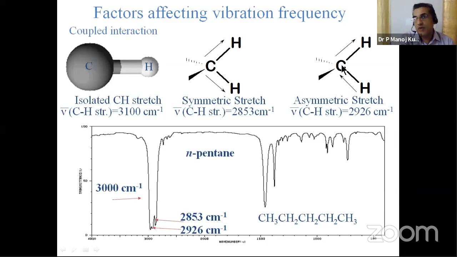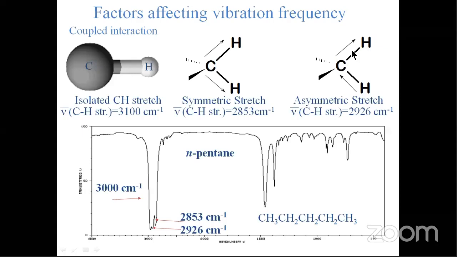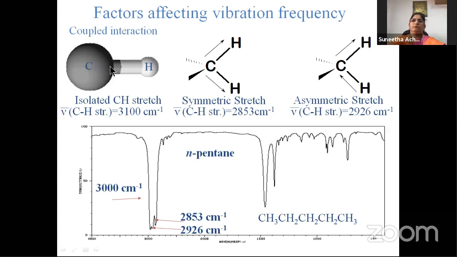And here what do you have? When one bond length is increasing, the other bond length is decreasing. This is not in-phase stretching; it is out-of-phase stretching. So you see, an isolated carbon-hydrogen bond, when it is part of a methylene group, can exhibit two different types of stretching. One is symmetrical stretching, and the other is asymmetrical stretching.